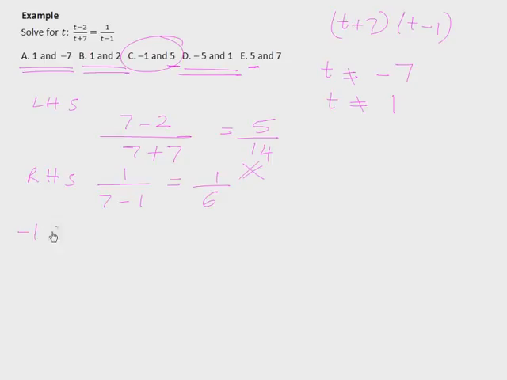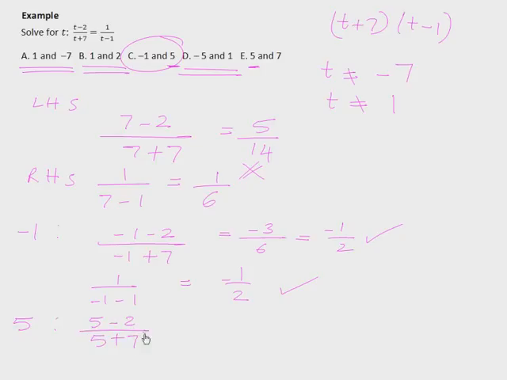Let's plug in -1. If I plug in -1, I get -1 minus 2 over -1 plus 7. That's -3 over 6, that's minus half for the left hand side. And if I plug it into the right hand side, I get 1 over -1 minus 1, which is minus half for the right hand side. So left hand side equal to right hand side. Let's just plug in 5 for the heck of it. 5 minus 2 over 5 plus 7, that's 3 over 12, that's 1/4. And right hand side, 1 over 5 minus 1 equal to 1/4. Yep, confirmed. So the answer is C.